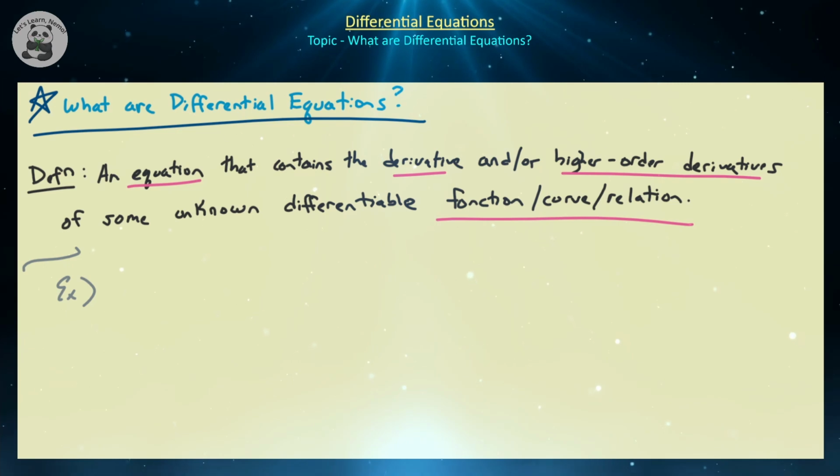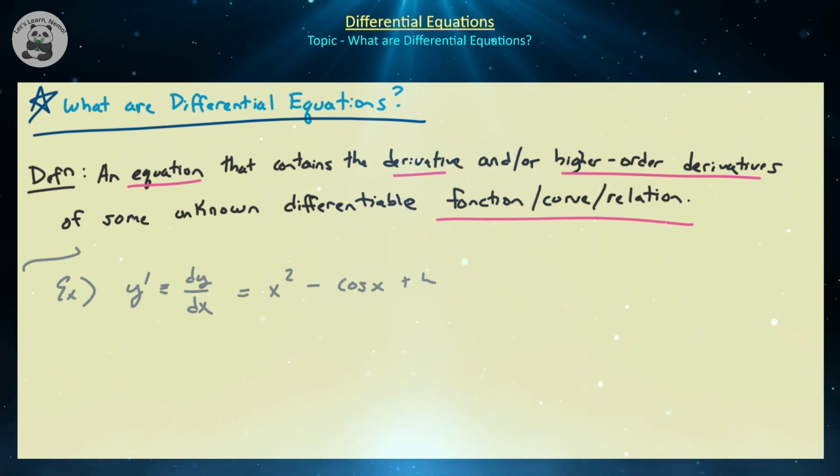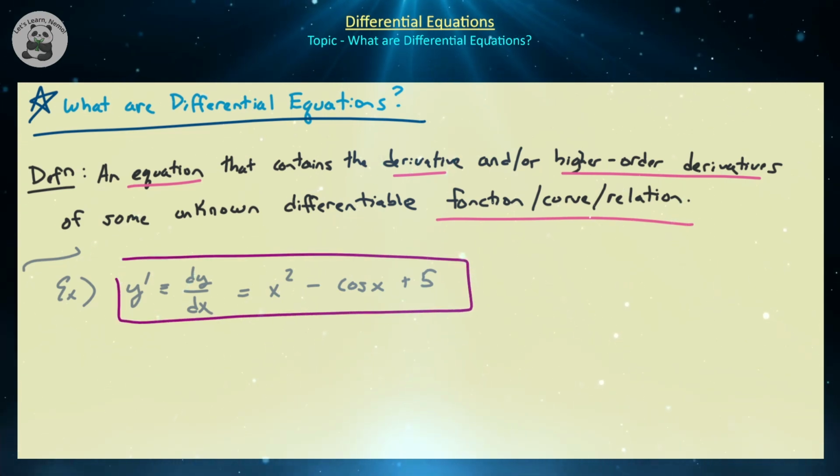especially if you've already explored, say, single variable calculus. So let's assume we have the derivative of some function y, and let's assume that this represents the derivative of y with respect to x. And let's assume that this is equal to x squared minus cosine of x plus 5. So this is a differential equation because it has the derivative of some unknown function y in this equation.